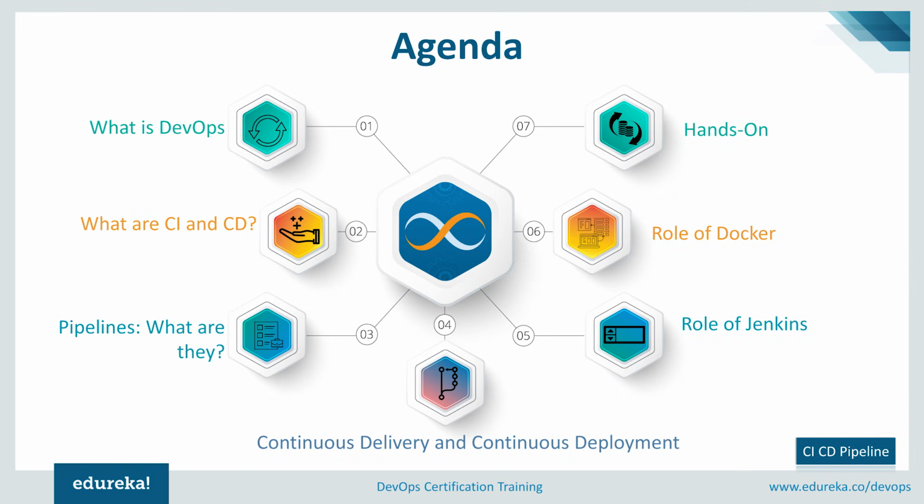Moving on with the session, first let's look into the topics of today's session. We'll start by understanding what is DevOps, and then we'll get into the terms CI and CD. After that, I'll brief you on what are pipelines, and the difference between continuous delivery and continuous deployment. After you understand the differences, I'll tell you what these two terms mean, and then I'll get into the role of Jenkins and Docker in the CI/CD pipeline, and finally end this session with the hands-on part.